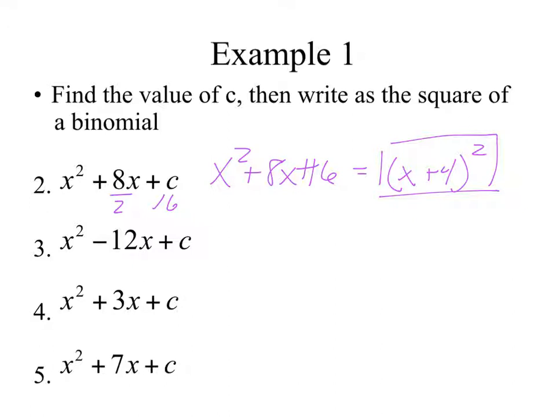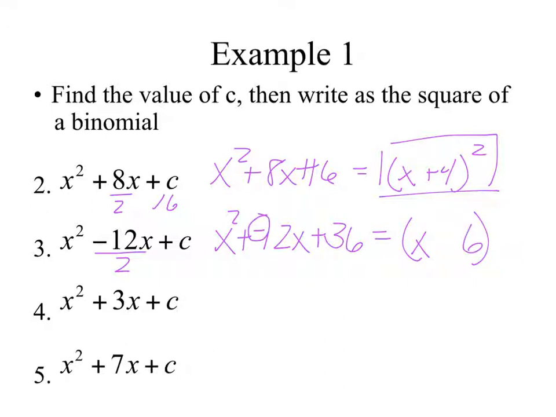In number 3, you can go ahead and try them on your own if you want. In number 3, I'm going to take negative 12, I'm going to divide it by 2, that gets me negative 6. Please be careful, when we square negative 6, you should get positive 36. Now when I break this down into my square of the binomial, the square root of x squared is x, the square root of 36 is 6. Because my middle term was negative, it needs to be negative in my parenthesis.